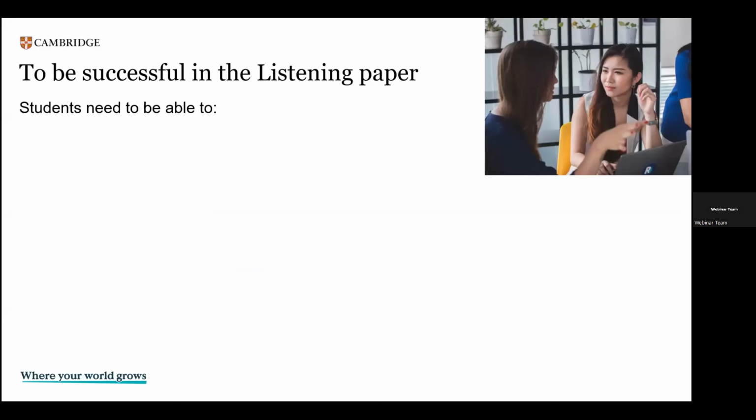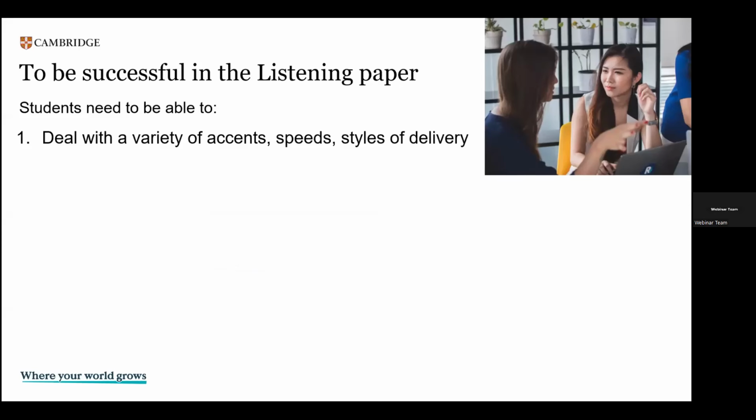So again, to be successful in listening, you need to be able to deal with a variety of accents, speeds. You'll find that the people here are speaking quite quickly, and different styles of delivery. Even at this level, I would say that you will always find, if you find two people speaking together, and some of these will be dialogues or prompted monologues, the voices will be noticeably different. Usually you will have one man and one woman speaking. Where there are three people, you will find that they are very, very different voices. So you may find that one is American and one is British, for example. Just so there's a clear distinction between the speakers, just to help you there.